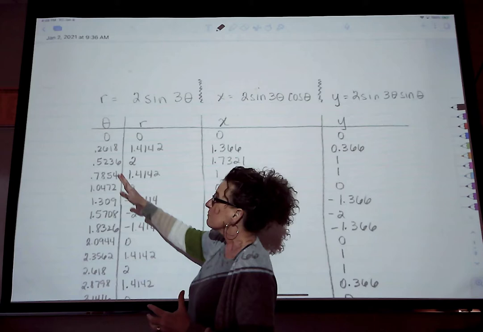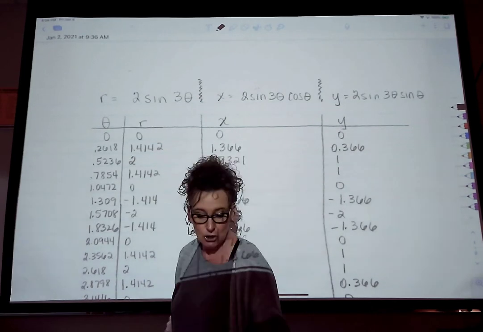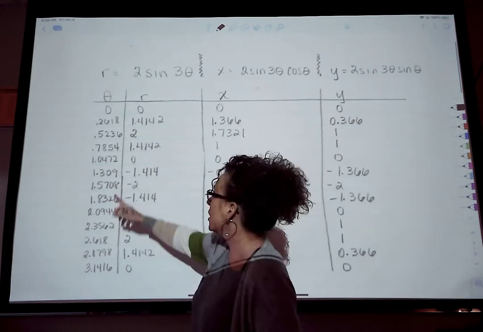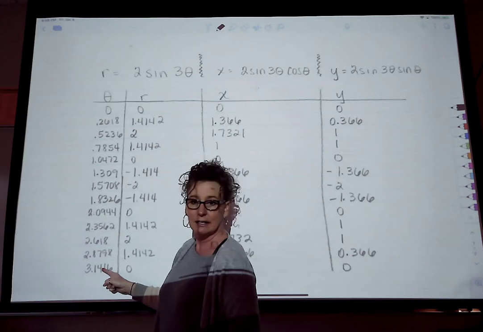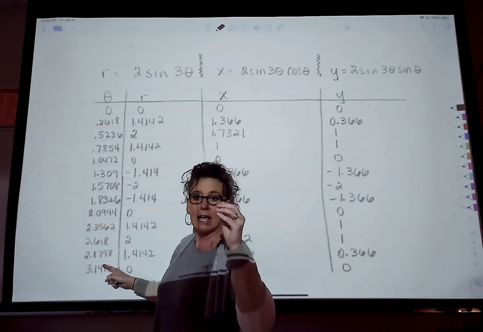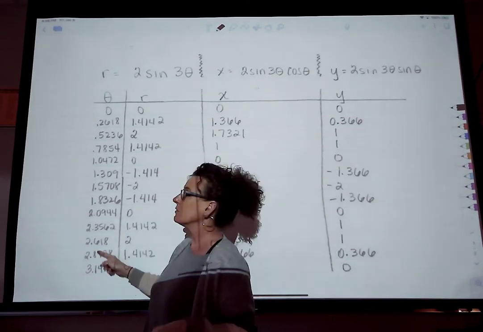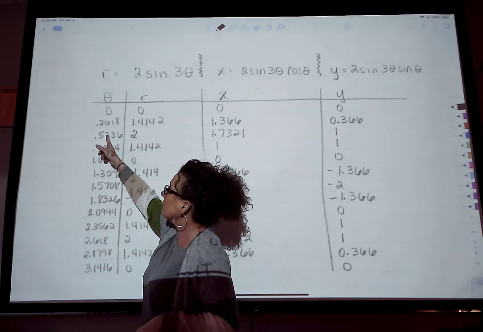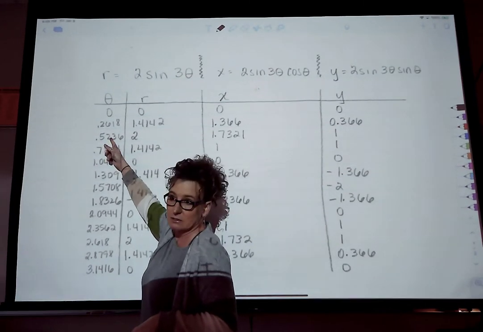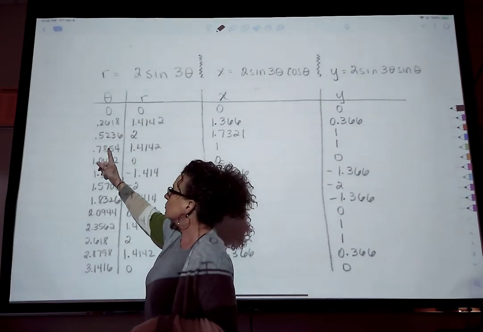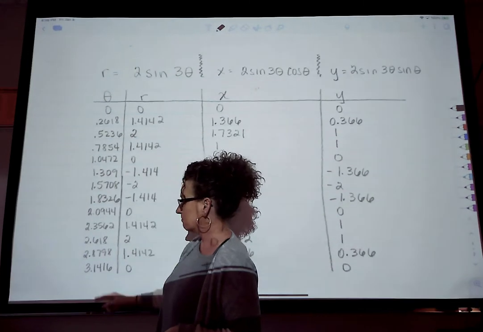I can look at different values of theta, and you can see that from 0 to pi, I am looking at increments of pi over 12. 1 pi over 12, 2 pi over 12, which is pi over 6, 3 pi over 12, 4, and so on, right?